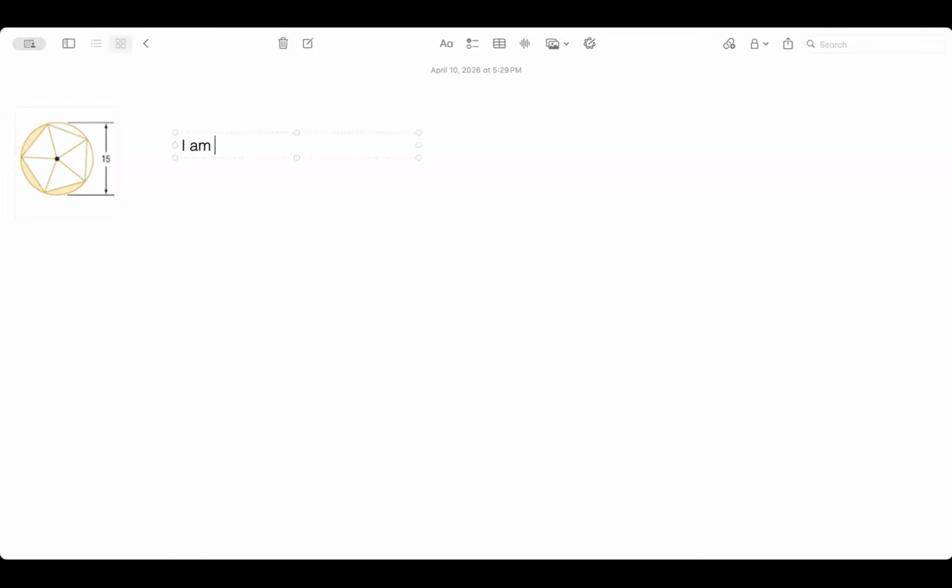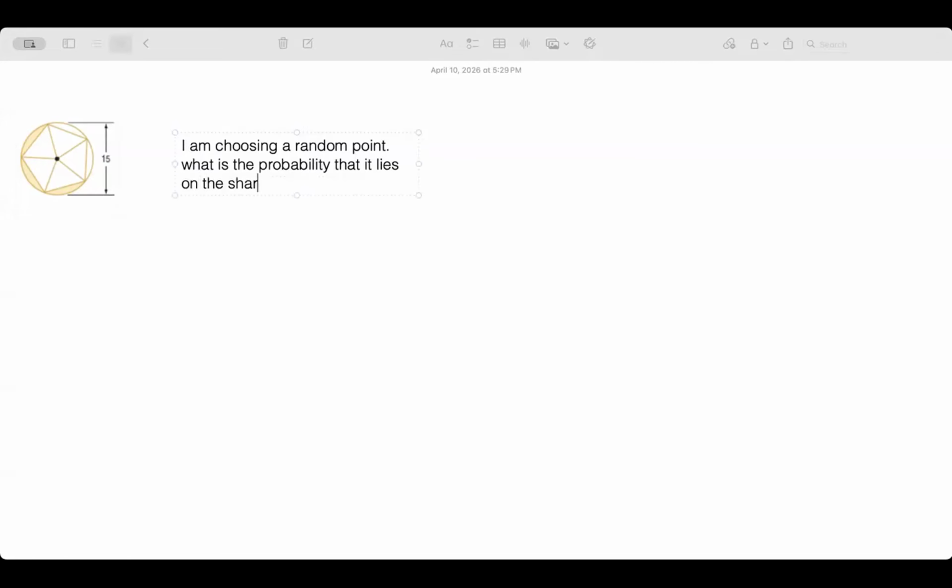I'm choosing a random point. What is the probability that it lies on the shaded region? Try, guys.